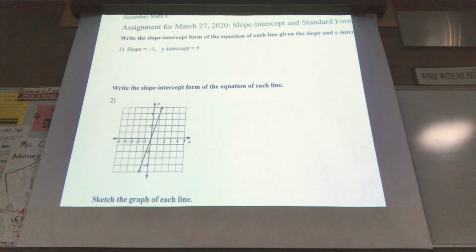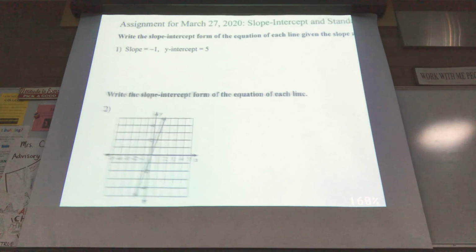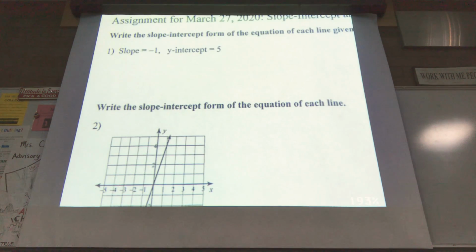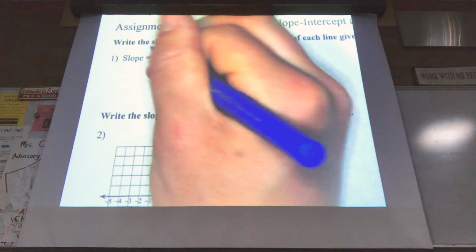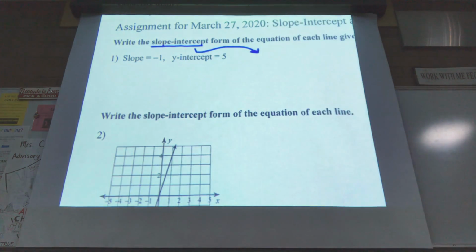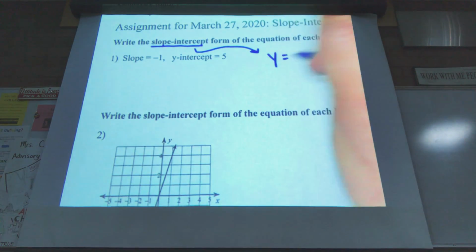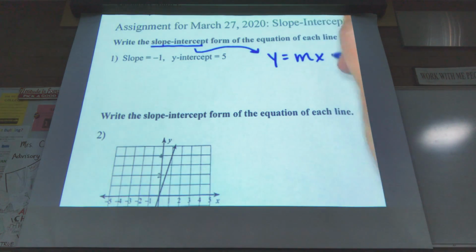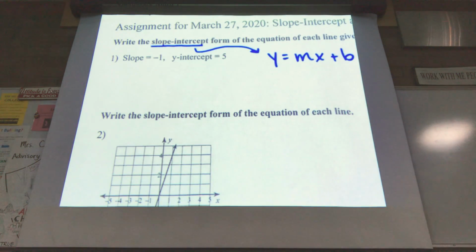Okay, number 1, it is asking us to write the slope-intercept form of the equation of each line given the slope and y-intercept. Okay, so let's really quick, let's underline slope-intercept and remind ourselves what that actually looks like. Okay, slope-intercept always looks like this. Y equals mx plus b.